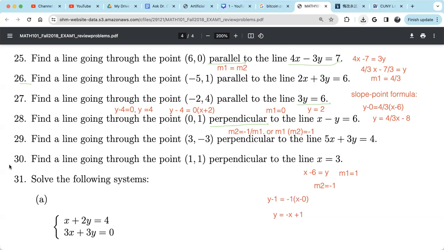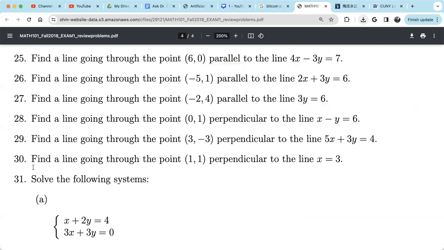Okay, I need to erase all this. I'm running out of space. Now let's see 29.